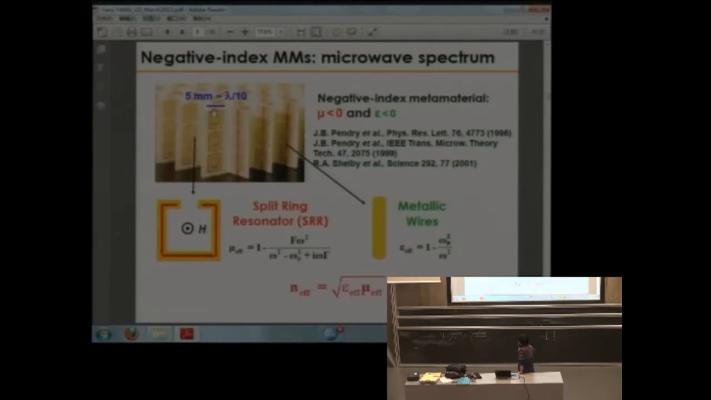The first experimentally demonstrated negative index metamaterial was fabricated based on this type of design, based on split-ring resonators and metallic wires, and it was first fabricated for the microwave spectrum. Here, I just stress that the effective parameters for this type of metamaterial can be described analytically, based on some classical theories. However, this is very difficult for optical metamaterials.